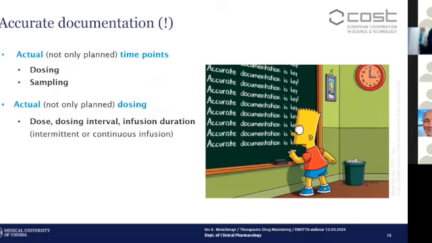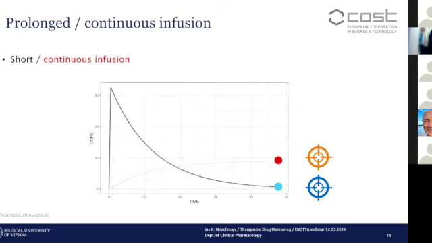So these examples show that it's crucial to document the actual time points of dosing and sampling to later ensure the correct interpretation of the TDM result. It's also important to be aware of the dosing regimen when interpreting a TDM result, because if I measure a trough concentration during intermittent therapy that is shown in black, the target concentration will be different from that of a continuous infusion that is shown in red.